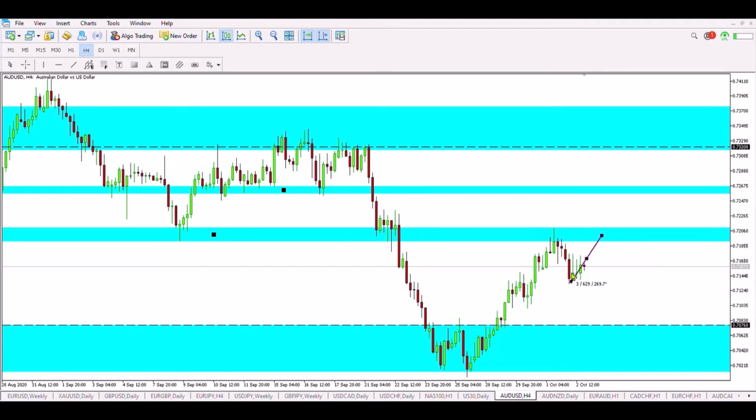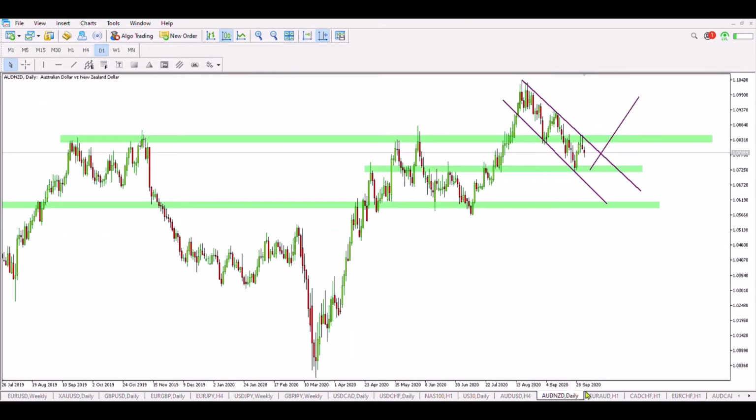And if we break this support level right here, we will have the double top formed, and if we break it, we're going down to this high over here or these lows on the support zone. Okay guys, this is for Australian US dollar. Let's quickly check the Australian New Zealand dollar.